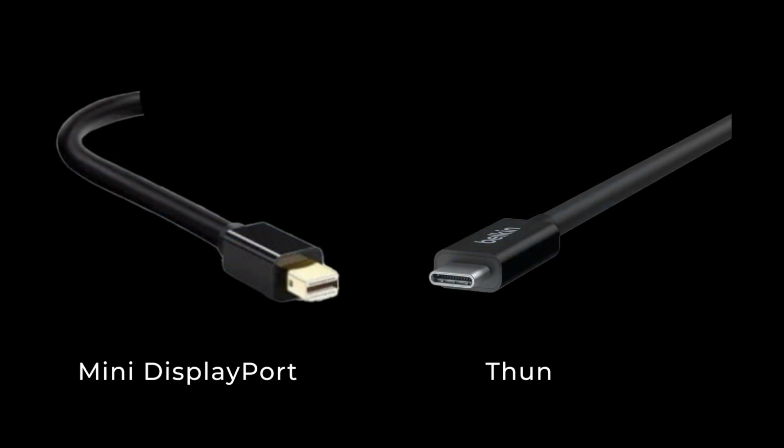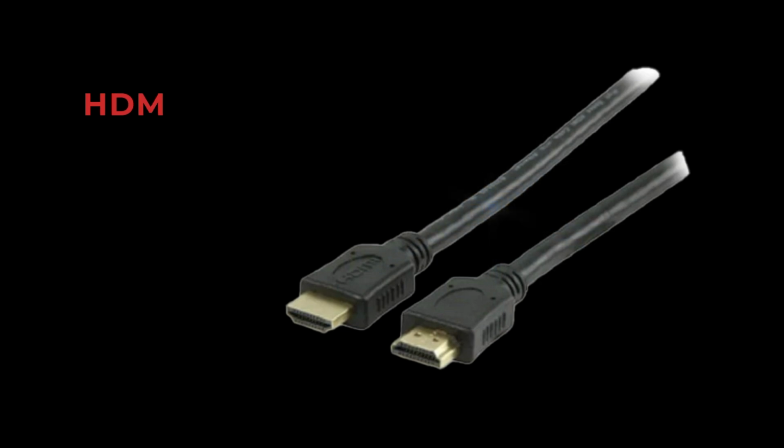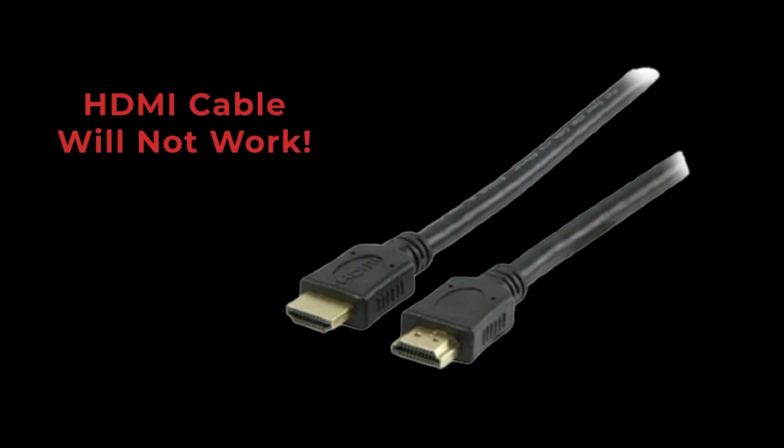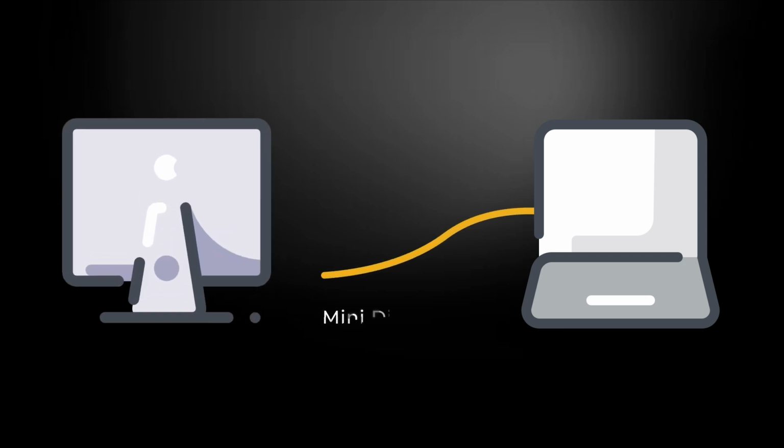Now, let's talk connections. You don't need a magic wand, just the right cable. You're looking for a mini DisplayPort or Thunderbolt cable. If you're holding an HDMI cable, yeah, wrong party, toss it aside. Plug the cable from your PC into your iMac's Thunderbolt or mini DisplayPort. It's that simple. Almost too simple, right?